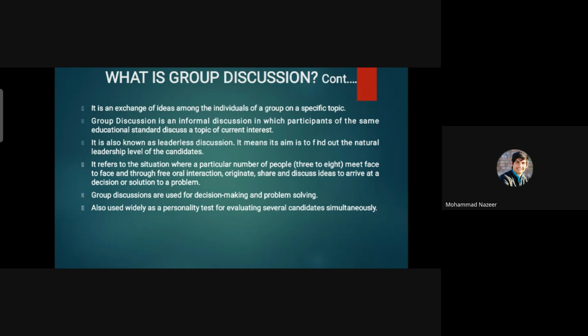Another thing is, where we are talking about a group discussion, what happens? We deal with 3 to 8 people together, where we interact and speak about it. That is something which is required in a group discussion. Again, a group discussion is used for decision making and problem solving. If there is a problem, sometimes whenever we are discussing, because whenever we conduct a group discussion, what happens?